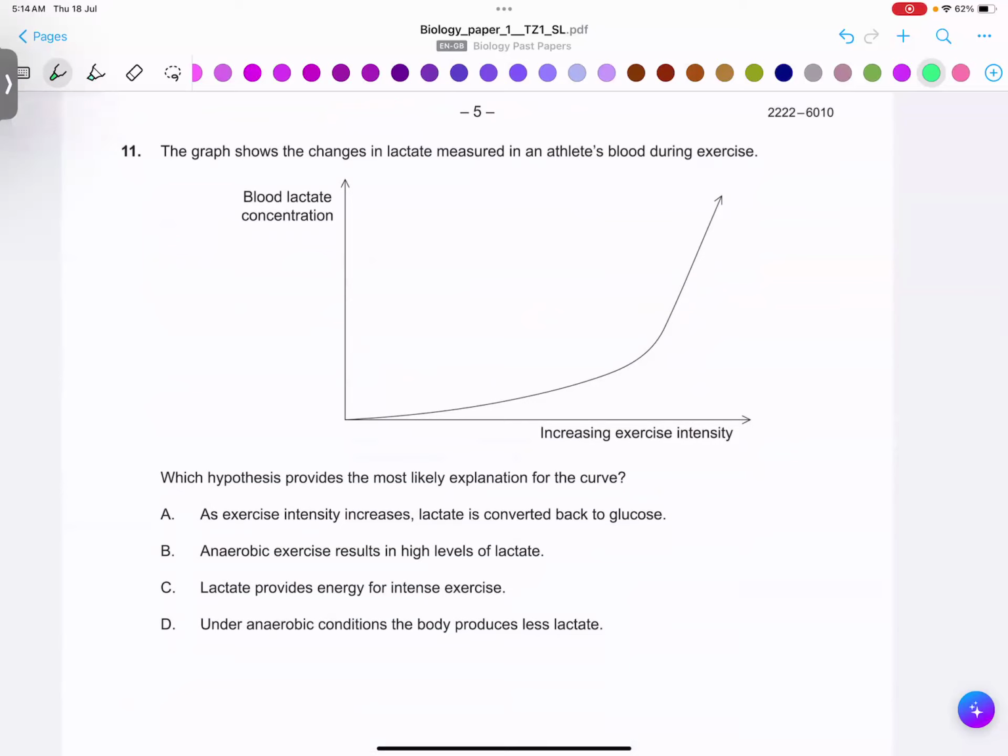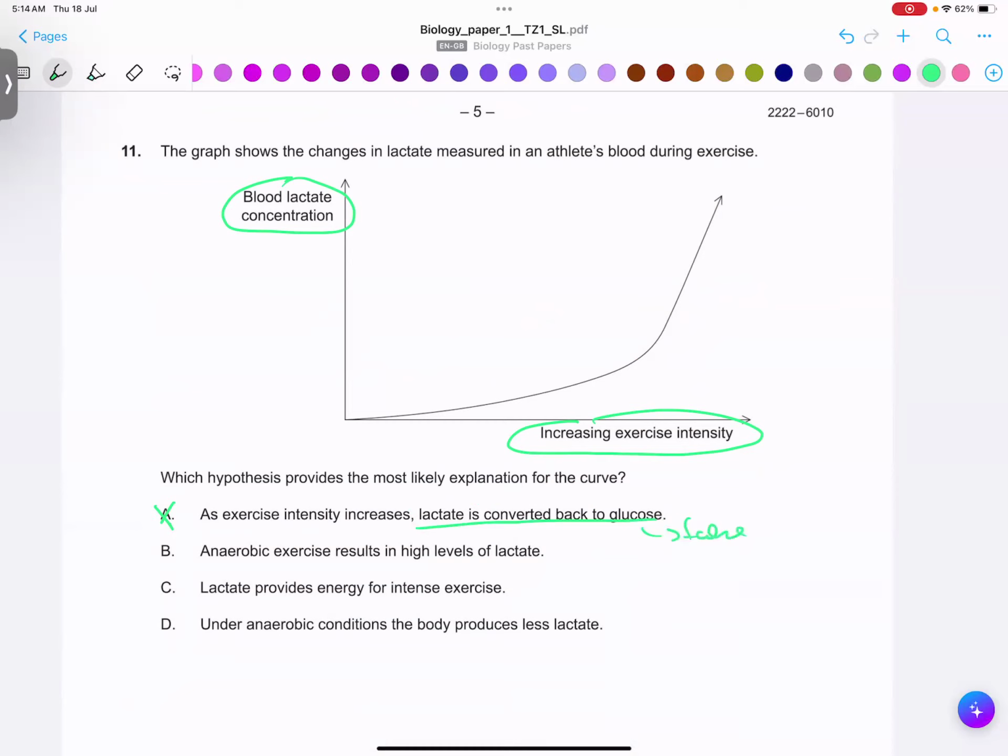The graph shows the changes in lactate measured in the athlete's blood during exercise. So we have the blood lactate concentration and we have increasing exercise intensity. Which hypothesis provides the most likely explanation for the curve? As exercise increases, lactate is converted back to glucose. This is wrong. This is just false information.